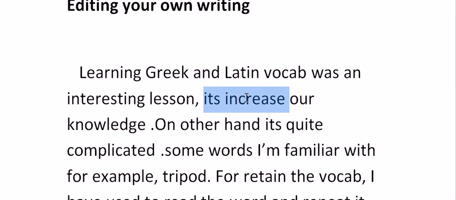"Its increase" is a typical Arabic error. It's not "its increase," but "it," because learning Greek and Latin is "it." And then because it is "it," this should have an S on it. It increases our knowledge.